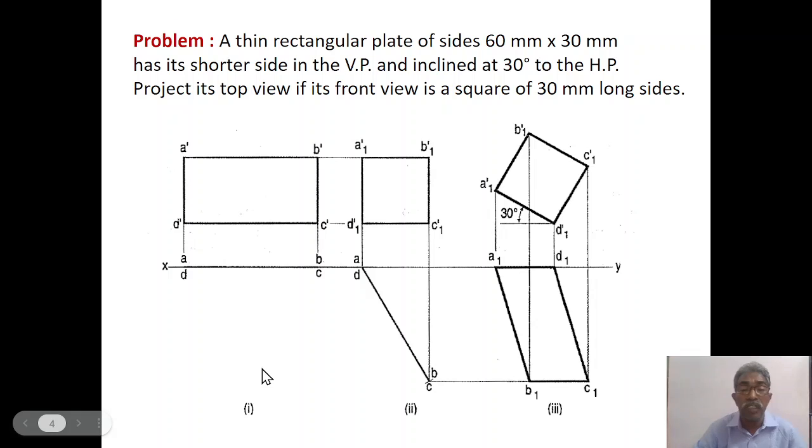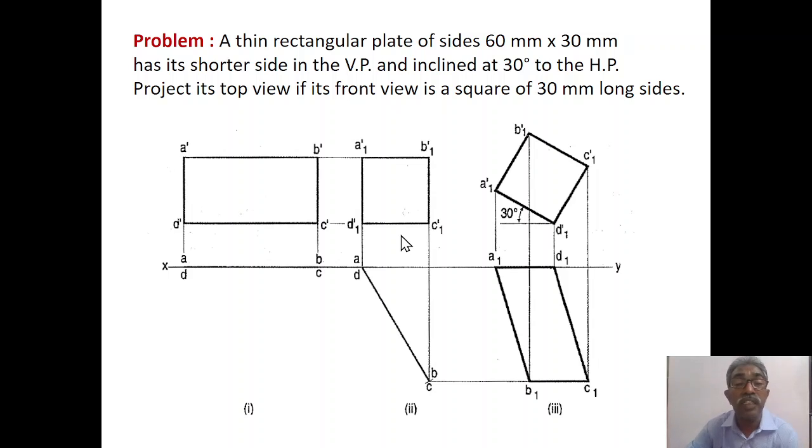Suppose the surface inclination is given in a reduced figure; you can determine the inclination of the surface. But the inclination of the surface with the vertical or horizontal plane depends upon the reduced figure given. Here the reduced figure is given in the front view, therefore the surface must incline to the vertical plane, and if the reduced figure is given in the top view, then the plane must incline to the horizontal plane.